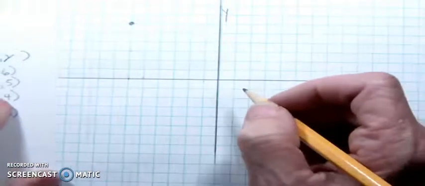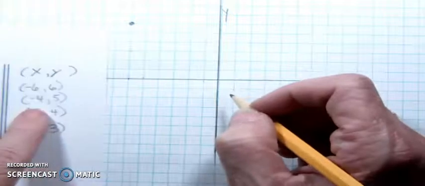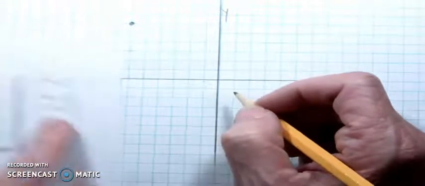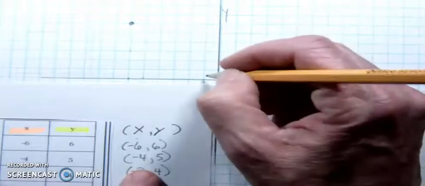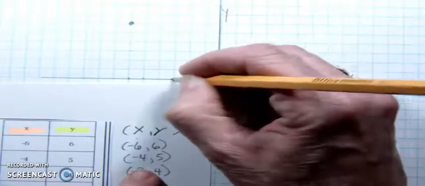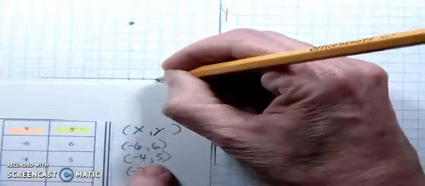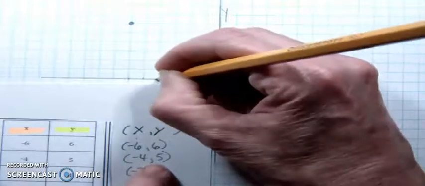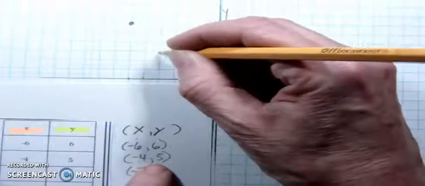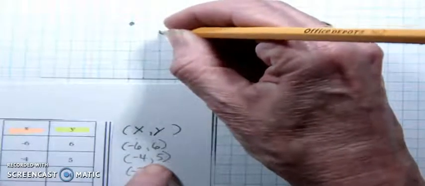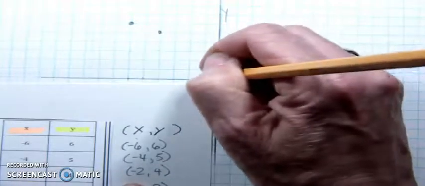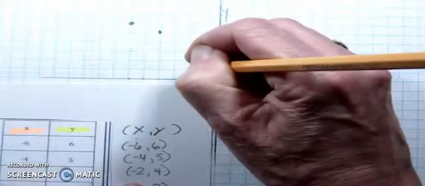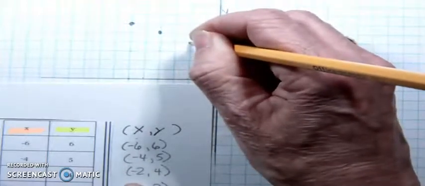My second one is -4, 5. And I'm going to go ahead and label this as -4, 5. -1, -2, -3, -4. And 5, remember, is my y value telling me to go up or down. 1, 2, 3, 4, 5. Plot that point. The next point is -2 and 4. -1, -2, then 1, 2, 3, 4.